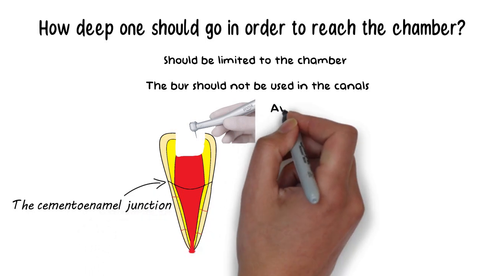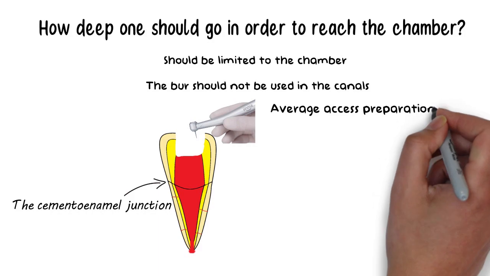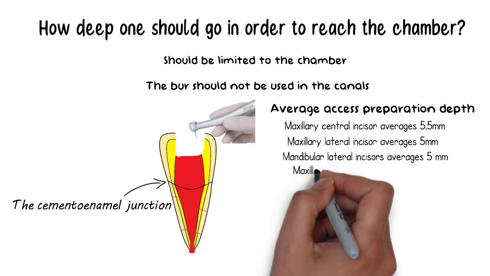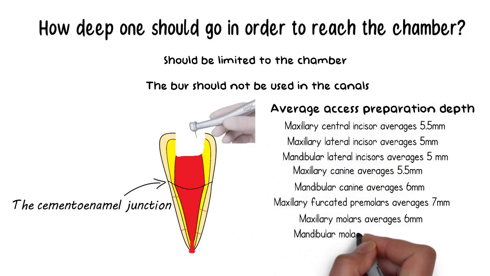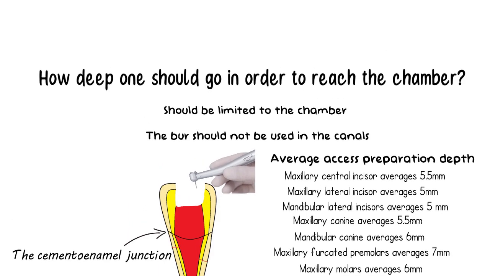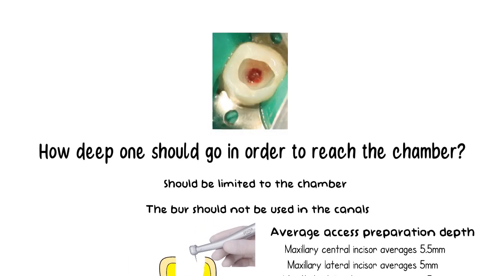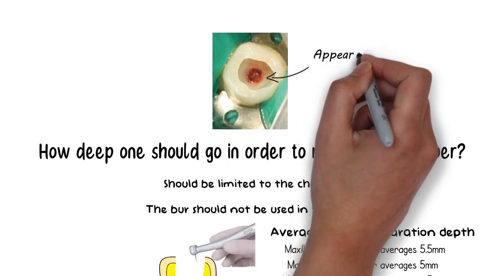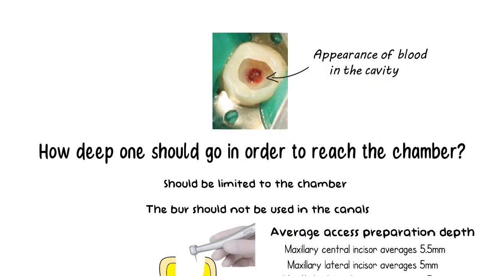Here are some of the average access preparation depths. Of course, these are some average depths and there may be huge anatomical variations among different individuals having different teeth. Certain signs such as appearance of blood in the cavity or feeling of a sudden dip can help to distinguish whether you are in the chamber or not. And of course, one always learns with experience, so the more root canal procedures a dentist performs, the better understanding one will have of the depth of the chamber.